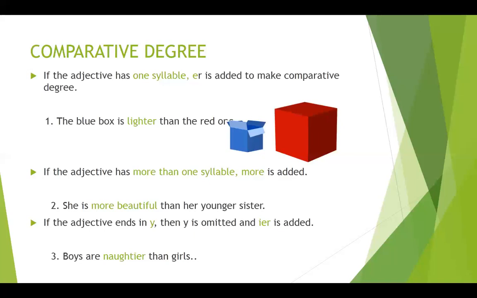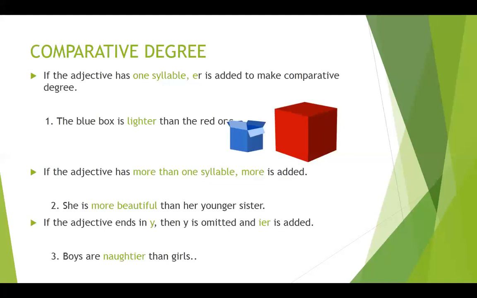The blue box is lighter than the red one. Light means low weight. Light is a single syllable adjective. That's why we have added -er to it when we compare the two boxes.